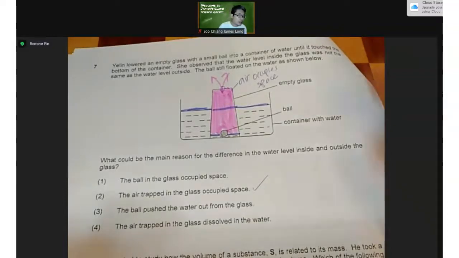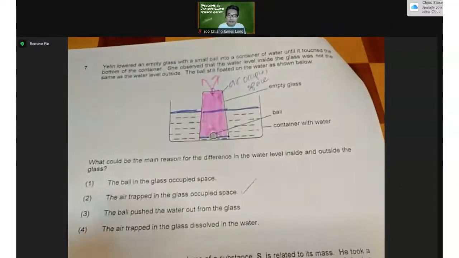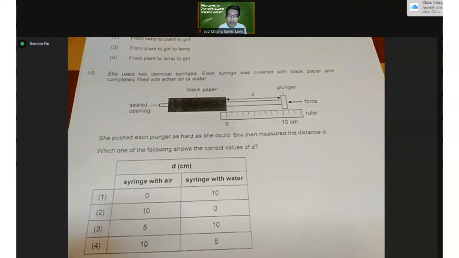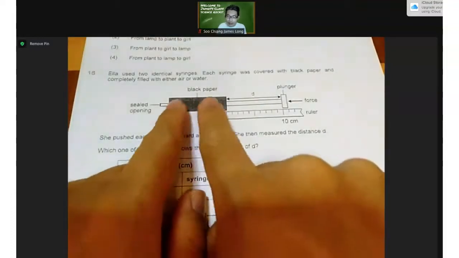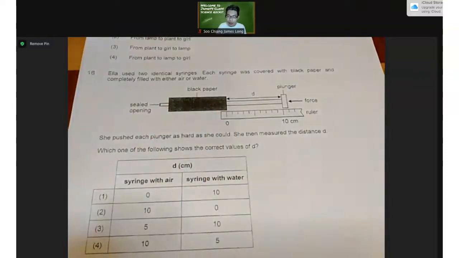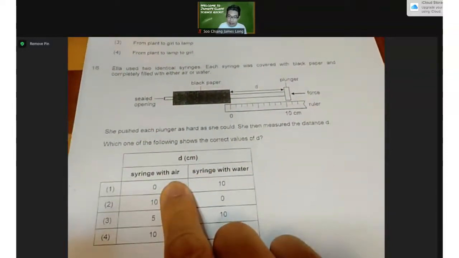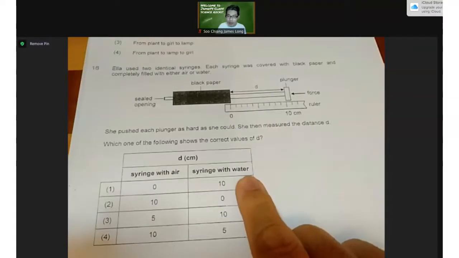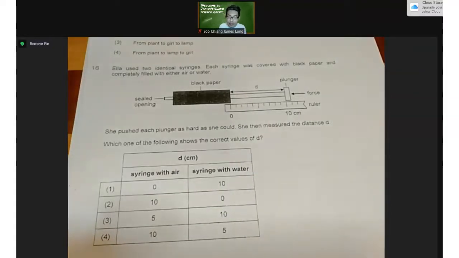Now let's take a look at question 16. Earlier we talked about air occupying space, we talked about matter occupying space, so things like solids and liquids also occupy space. Now in this experiment, Ella used two identical syringes. Each syringe was covered with black paper, so we can't see whether what is in the syringe is a solid, a mixture of gases like air, or a liquid.